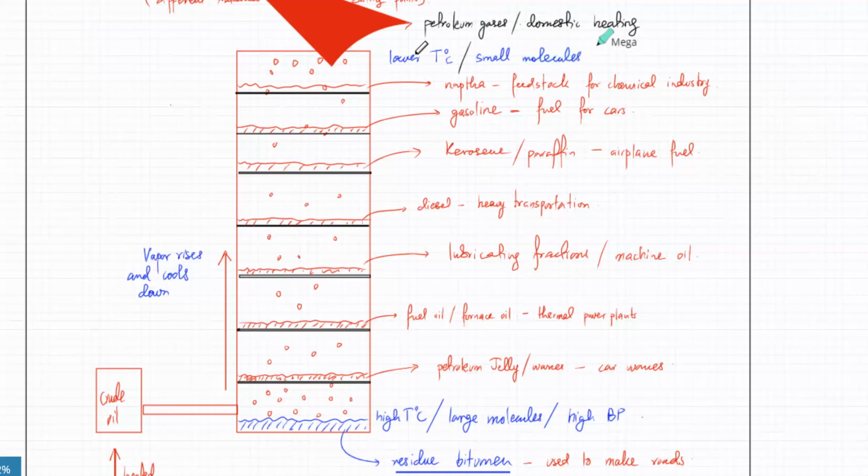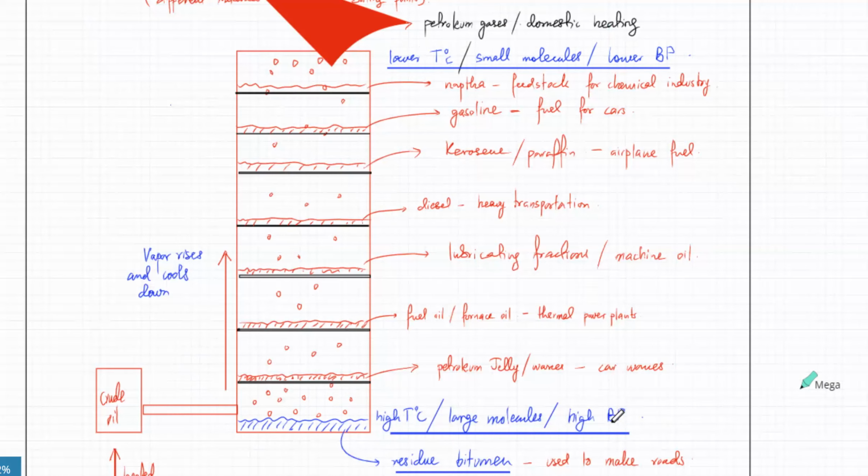So smaller molecules are obtained at the top, and these ones have lower boiling points. So you have to remember the trend: at the top you will find smaller molecules, and at the bottom you're going to get bigger molecules, and gradually the temperature starts dropping as you go up.